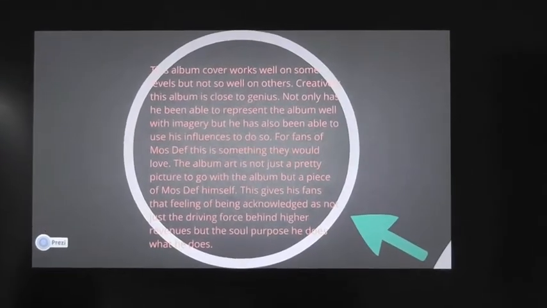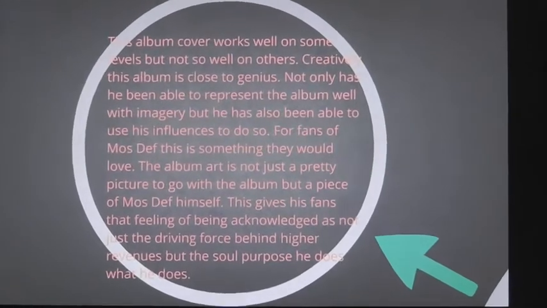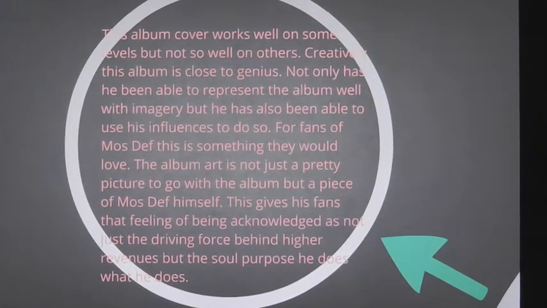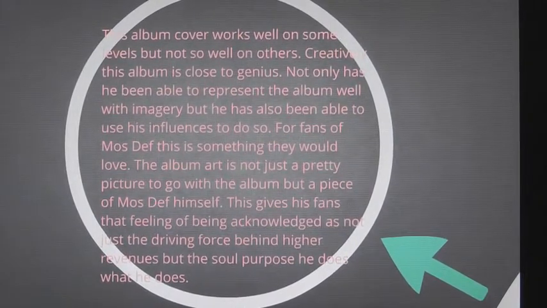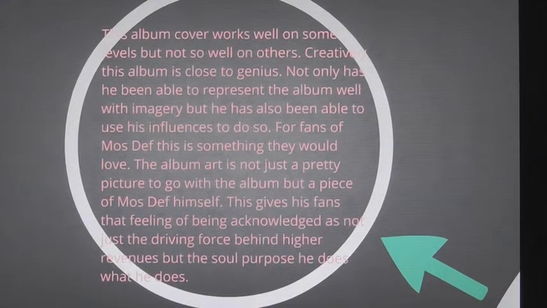This album cover works well on some levels, but not so well on others. I mean, creatively it's very good, but not only has he been able to represent the album well with imagery, he also uses his influences to do so. The fans of Mos Def would be very happy with this because all fans want to see a little bit more of an insight into the artist's life. It's not just a pretty picture to go with the album, as most album covers are, but it's sort of a picture of Mos Def himself, and it's quite personal as well. It gives his fans a feeling of being acknowledged, and not just a driving force between higher revenues, but the sole purpose that he does what he does.